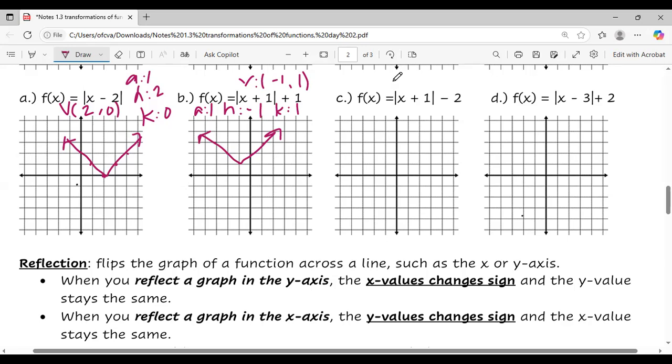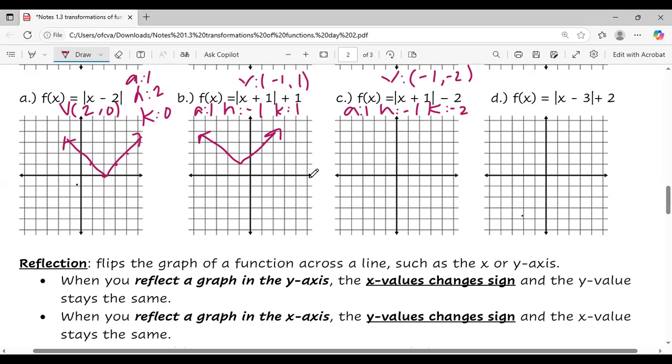So this one here, same thing. The a value is 1. The h value stuck inside, negative sign. Remember the opposite sign. k is what you see is what you get, and that's outside. My vertex on this one is (-1, -2). That means my vertex is 1 left, 2 down.